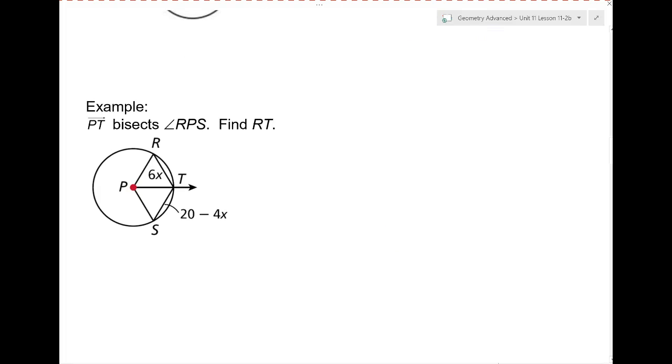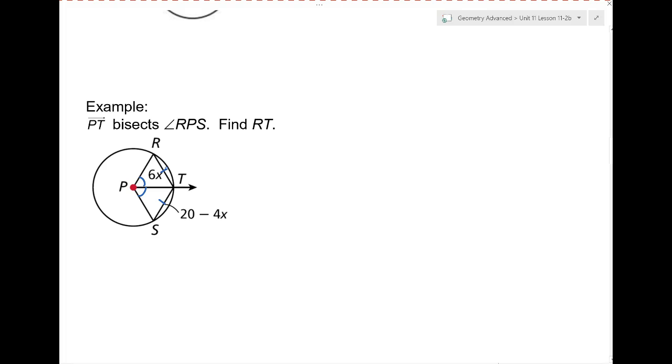Ray PT bisects angle RPS. The moment I tell you this, what do you guys know? I have congruent central angles. I bisect an angle. That means I better have 2 congruent angles, which makes those congruent central angles. If those are congruent central angles, what do I know about my chords? Yeah, they're equal to each other.